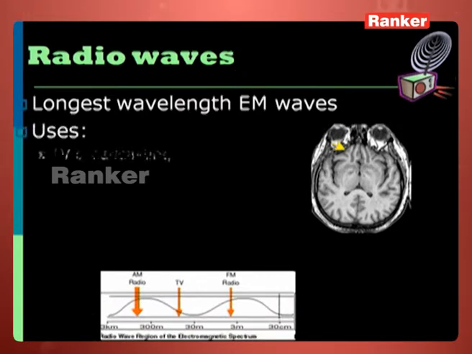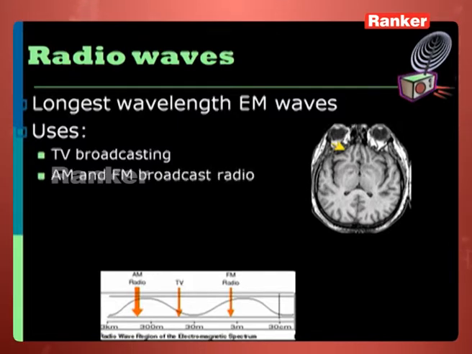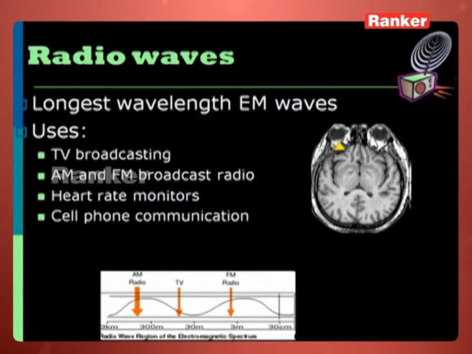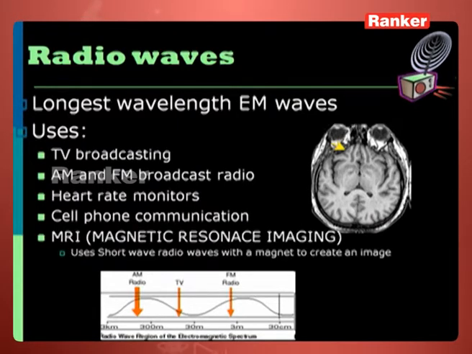And what are its uses? In TV broadcasting we use radio waves. In amplitude modulation and FM broadcast of radio we use radio waves. Heart rate monitors and cell phone communication use radio waves, and magnetic resonance imaging used in medical diagnosis uses short radio waves with a magnet to create an image. This is the image of an MRI scan.